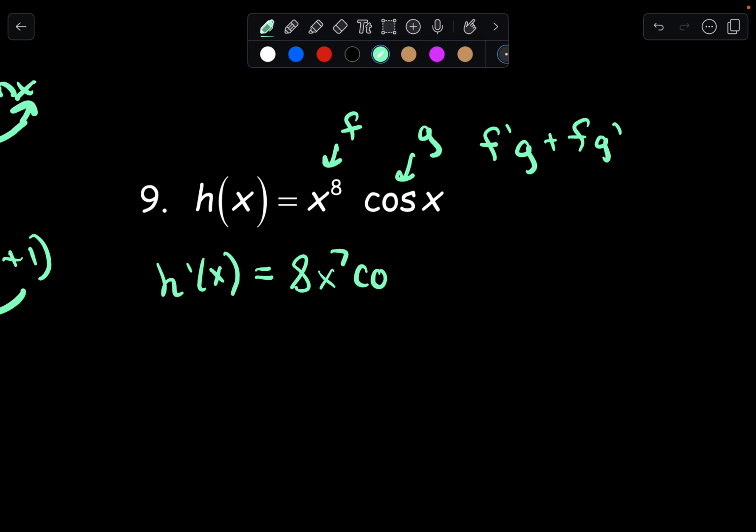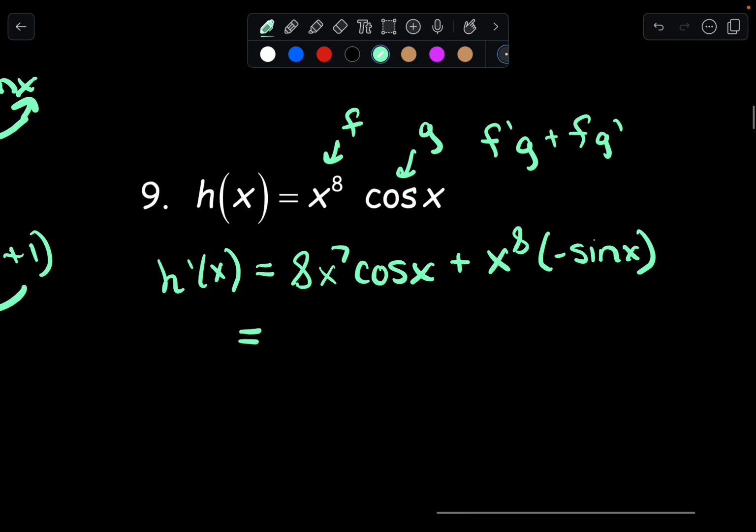So now we just leave g, which is cosine of x, plus f is x to the power of 8. And cosine's partner is sine, all right? But because cosine is a cofunction, it's going to be negative. And we can clean this up a bit. You are not required to for free response. So we have 8x to the power of 7 cosine x minus x to the power of 8 sine x.